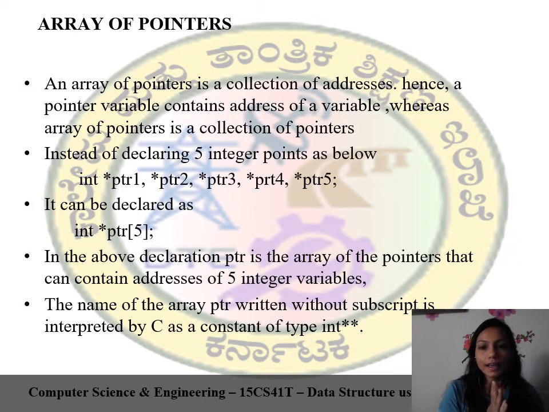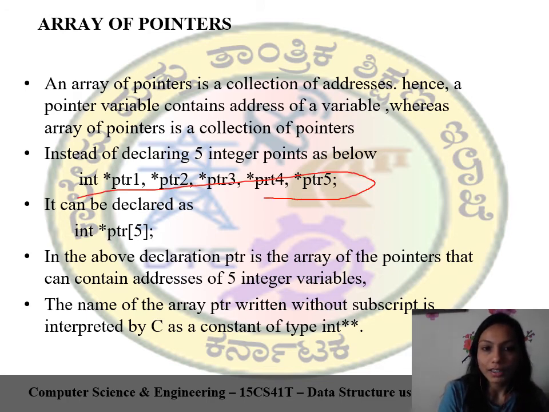Next, let us see array of pointers. An array is a collection of elements, but an array of pointers will have a collection of addresses. So a big array could hold maybe 100 addresses. Instead of having 100 names, that is ptr1, ptr2, ptr3 and so on up to 100, you can take an array of size 100, that is an array of pointers, and store all the addresses. Here is an example with 5 integers. It can be declared like this: int star ptr of 5, and all these pointers can be held in this.